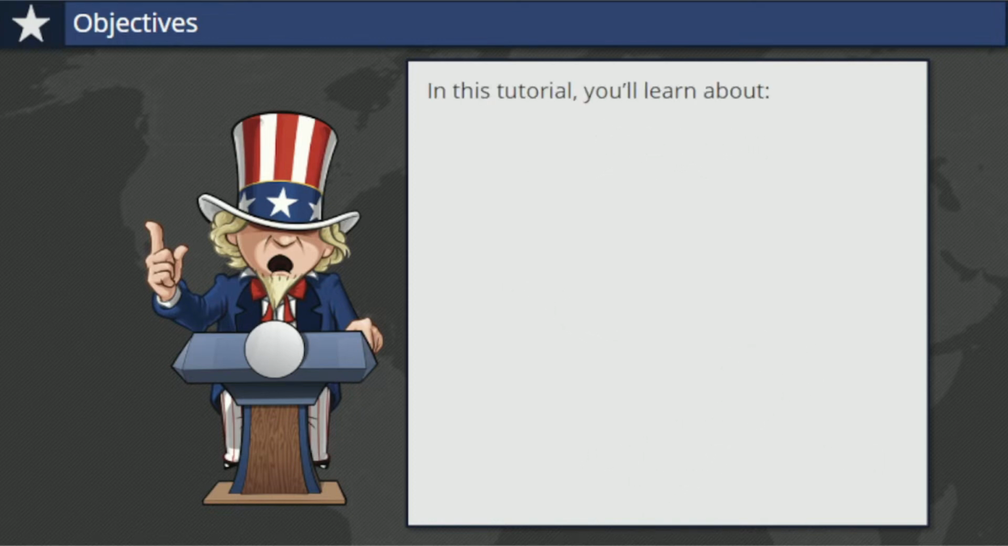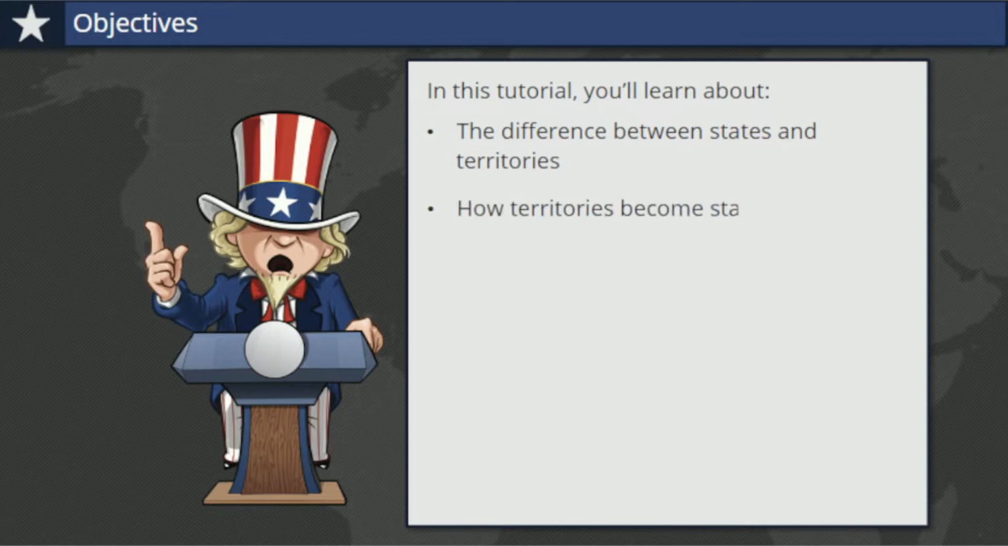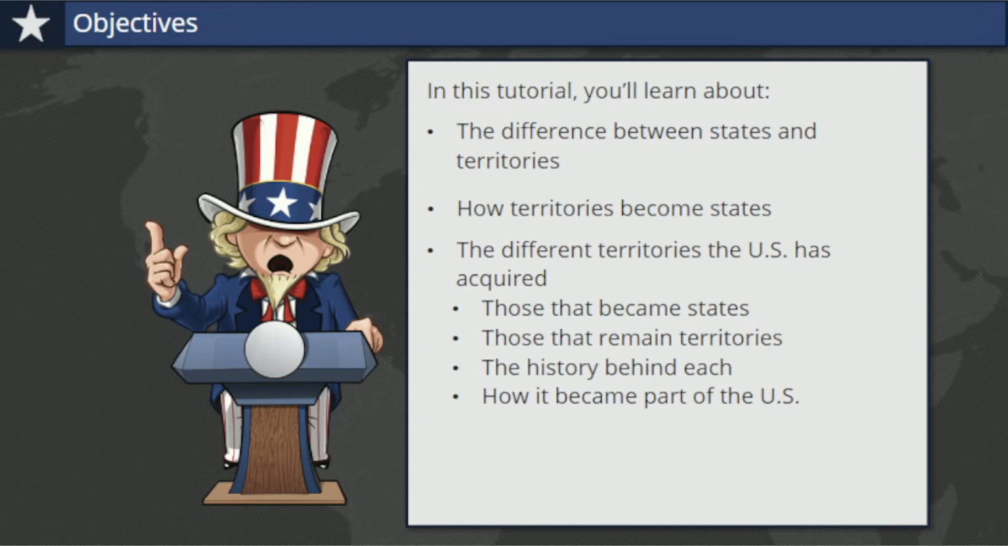This tutorial will teach you about the different territories of the United States, past and present. You'll review the difference between states and territories and how territories become states. Then you'll learn about the different territories the U.S. has acquired in its history, including those like Hawaii and Alaska, which became states, and those like Puerto Rico and the U.S. Virgin Islands, which haven't yet. You'll learn the history behind each territory and learn how it became part of the U.S.